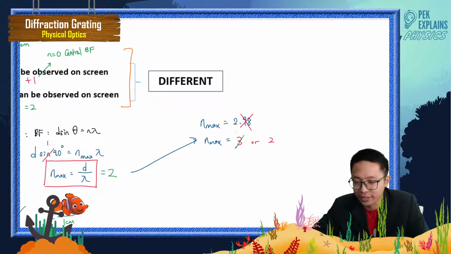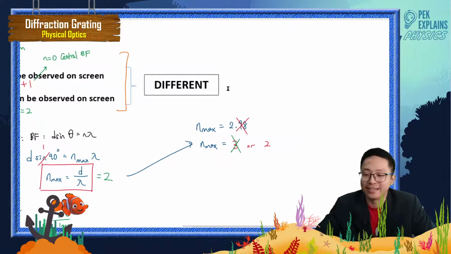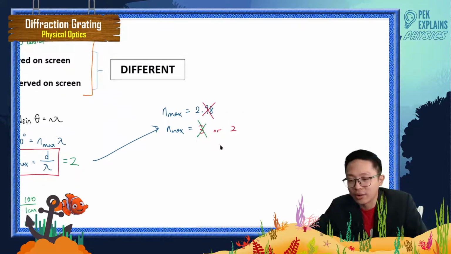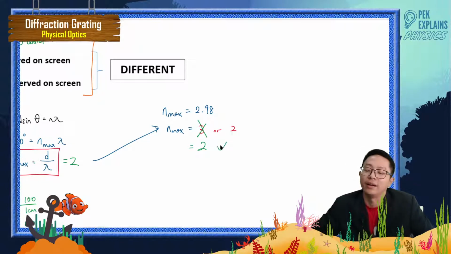Not 3. Although this one is 2.98, which is more than 0.5, the screen does not reach that yet. So the correct answer is not 3, but it's actually 2. Understand or not? The correct answer is 2. Don't put 3. 3 is wrong. Although you get 2.98. Why?